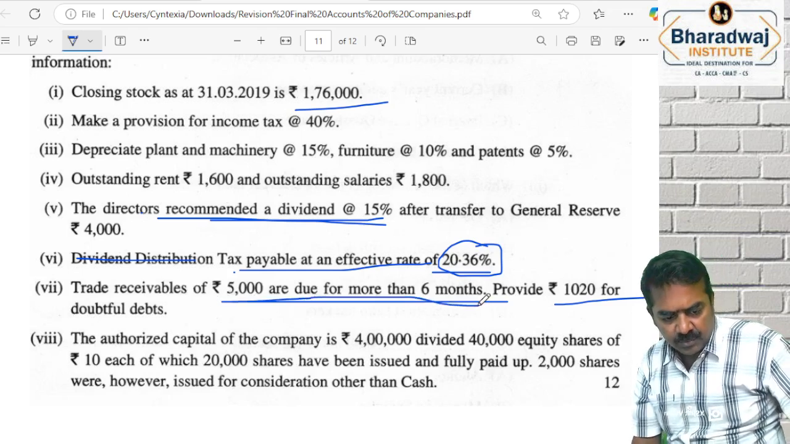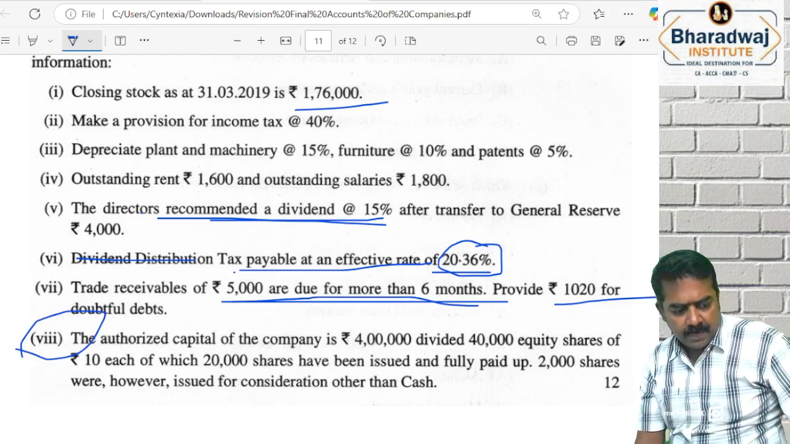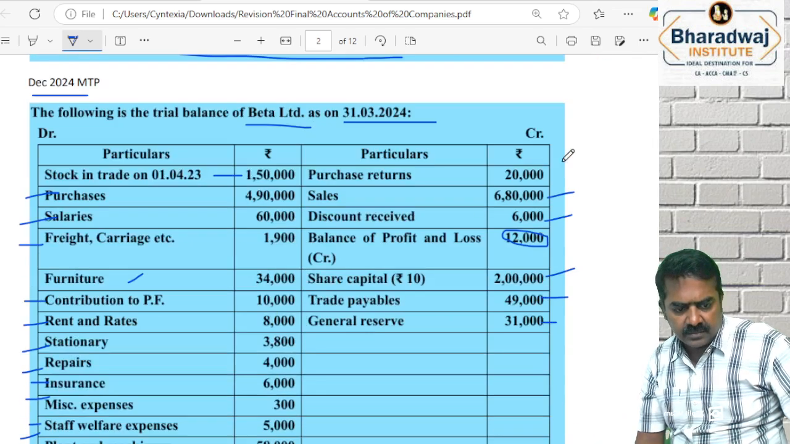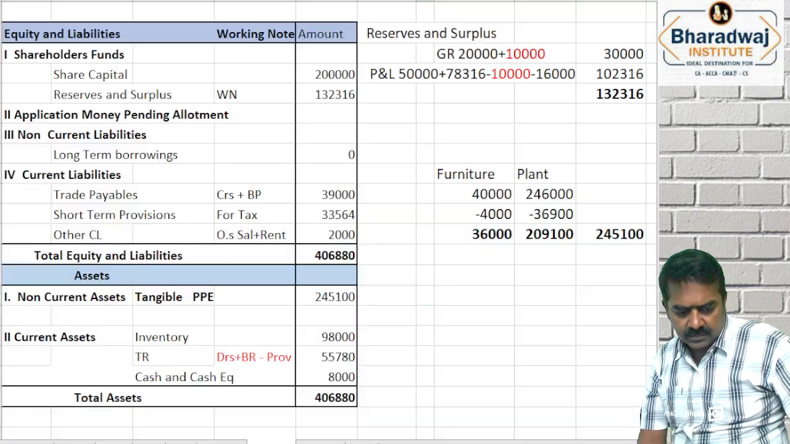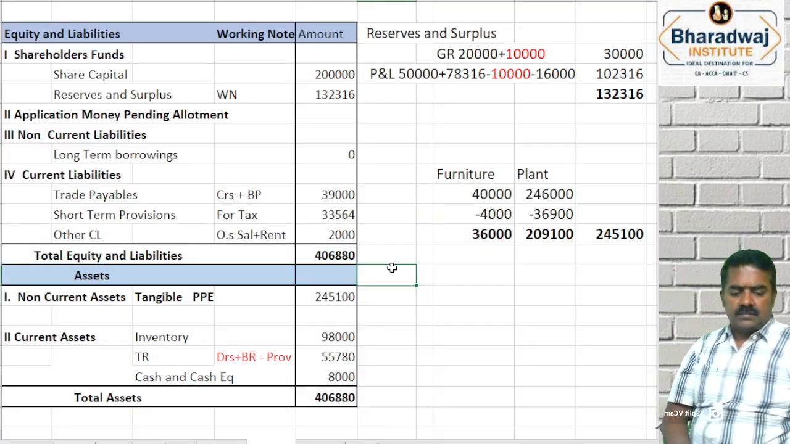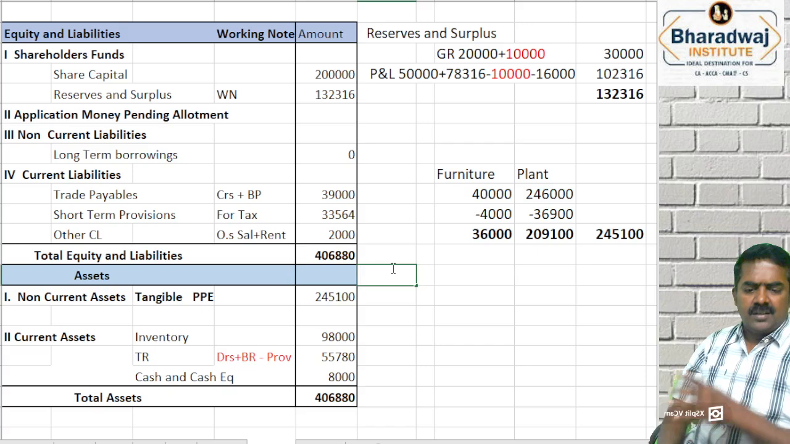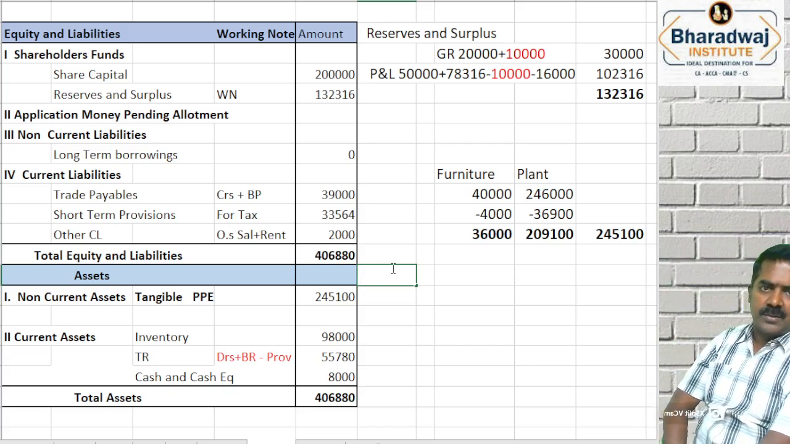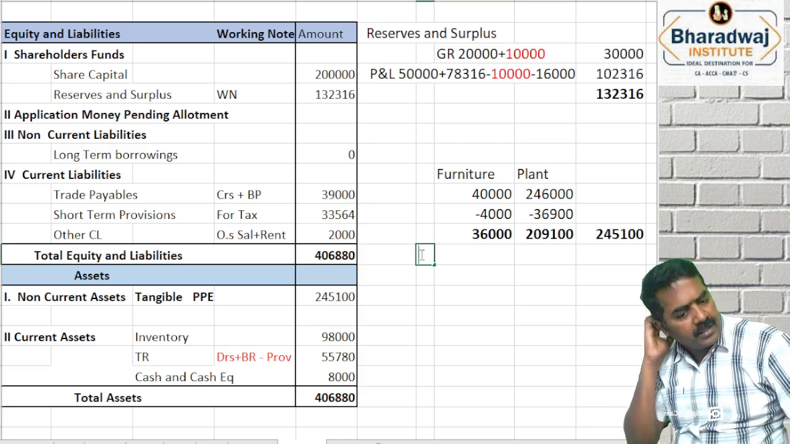Trade receivable due for more than 6 months. The point number 8, all are like notes to accounts. Same as the question. Try to work out those 3 questions at home. It is a similar pattern to what we did in the first 5 questions. The last 3 questions will be the same model. Try the remaining 3 questions at home.